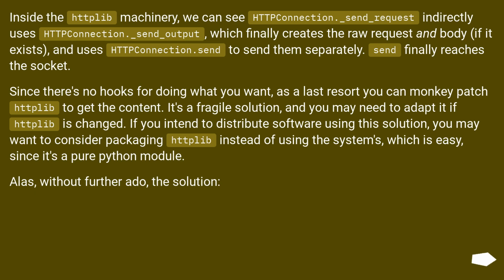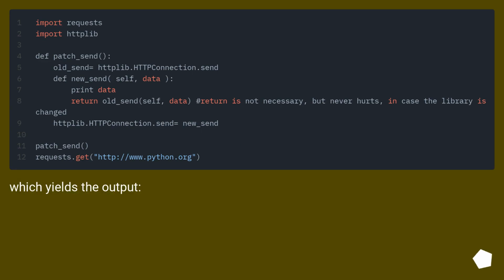Since there are no hooks for doing what you want, as a last resort you can monkey patch httplib to get the content. It's a fragile solution, and you may need to adapt it if httplib is changed. If you intend to distribute software using this solution, you may want to consider packaging httplib instead of using the system's, which is easy, since it's a pure Python module. Alas, without further ado, the solution. Which yields the output.